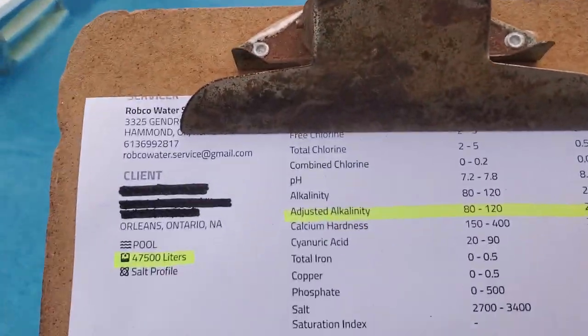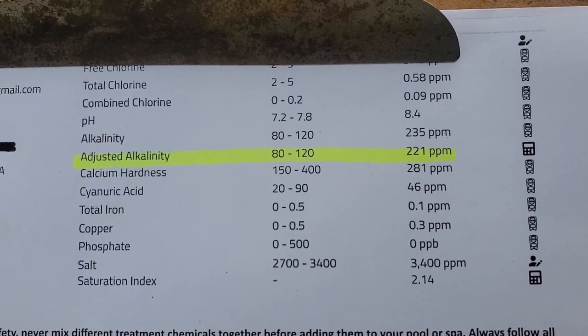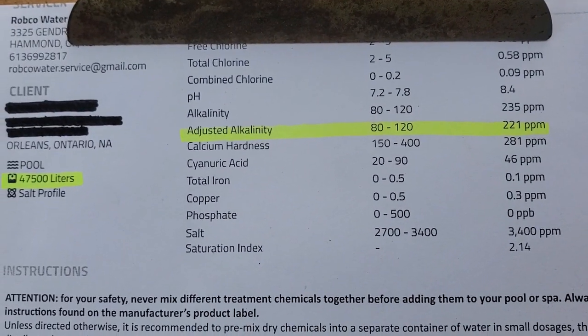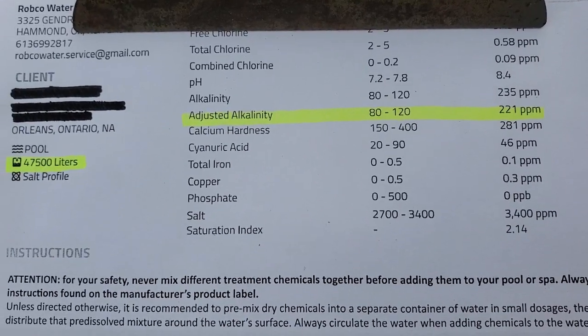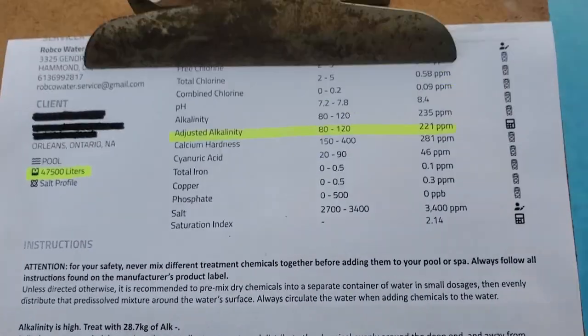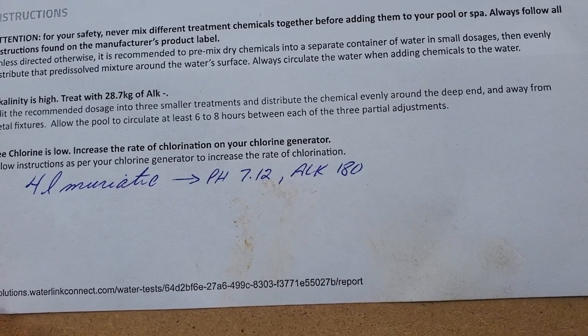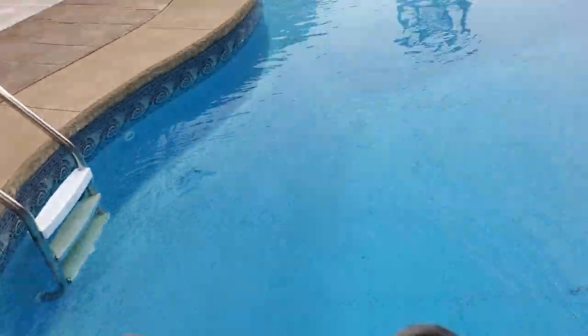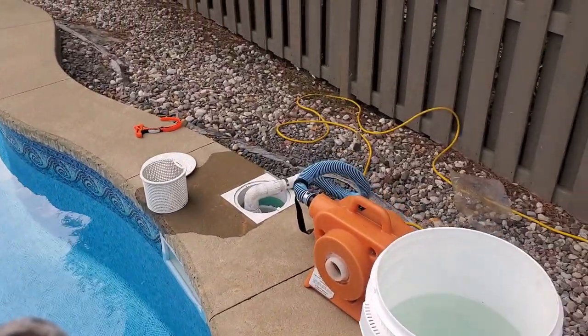So the first thing we're going to do is report. And as you can see on this report, we're testing our alkalinity is coming in at 221 parts per million. We have 47,500 liters. I use an app to calculate some stuff out. And after this treatment, our alkalinity would have ended up at 180, and our pH would have ended up just over 7. We would have ended up with a pH of 7.